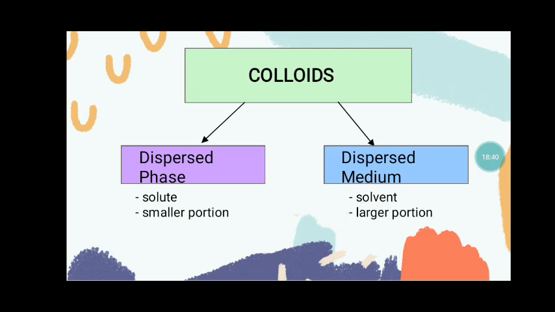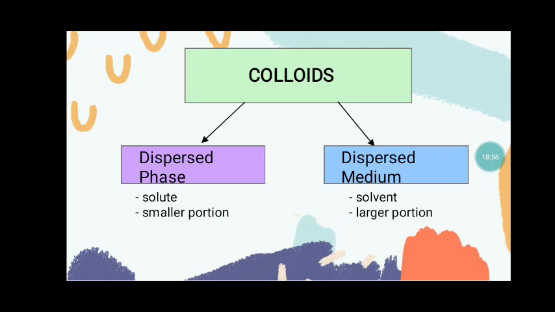So, yung colloids go into two different phases, which is the first phase and the first medium. So, this first phase is what we call solute, and this first medium is what we call solvent. So, pag this first phase, it has a smaller portion.